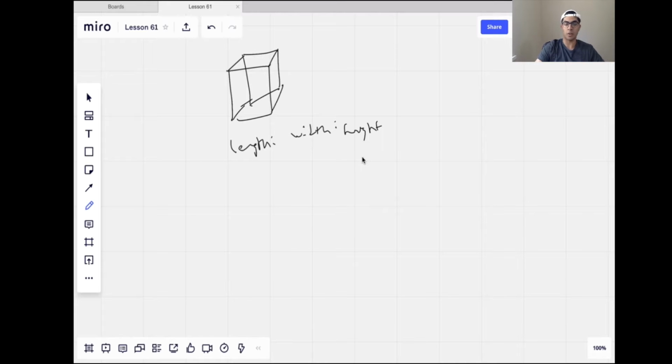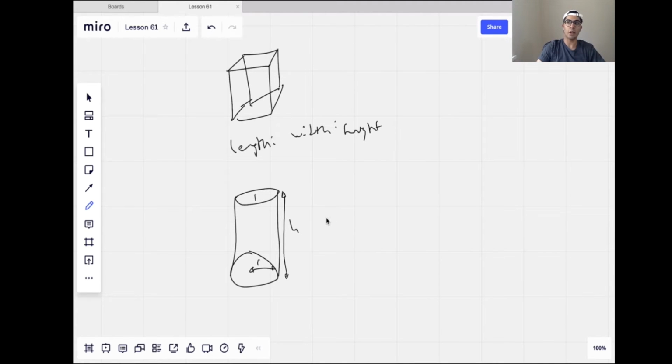And this can apply to a cylinder, for example. For a cylinder, what we're concerned with is the radius of the circle at the bottom and the height. So the ratio of the radius to the height is the same as in another cylinder. That means, again, they're mathematically similar.